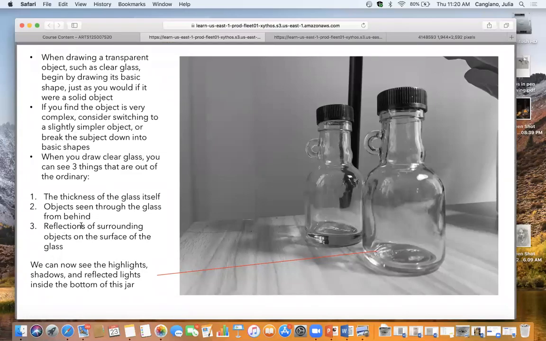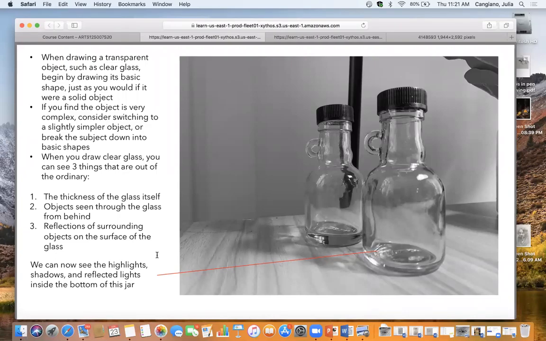So there are three things that, when you're drawing clear glass, you can see that are different from anything we've covered so far. You can see the thickness of the glass, especially if it's a clear glass, which gives you a suggestion of how thick this material is. You can also see objects behind the glass, so you can see right through them. In this case, this is the stem of a floor lamp, and you can see really clearly through there, and there is some distortion there. And you can see reflections of surrounding objects on the surface of the glass.